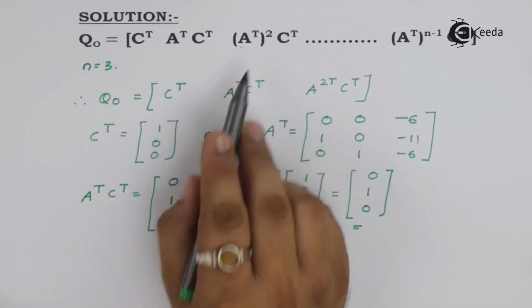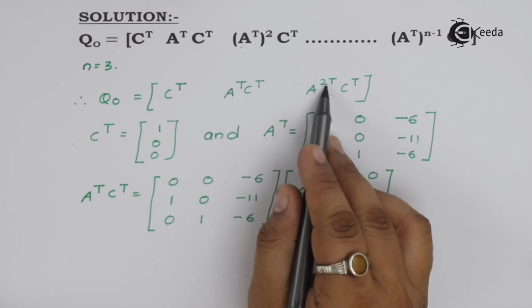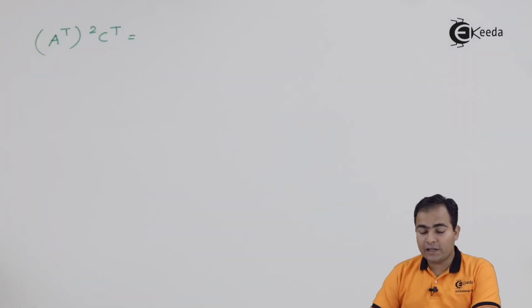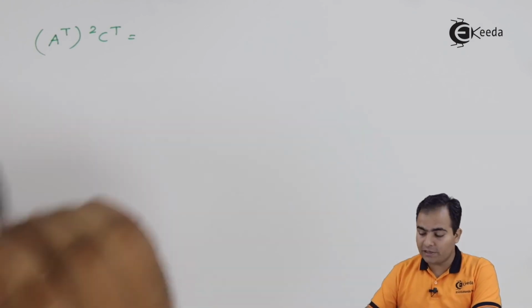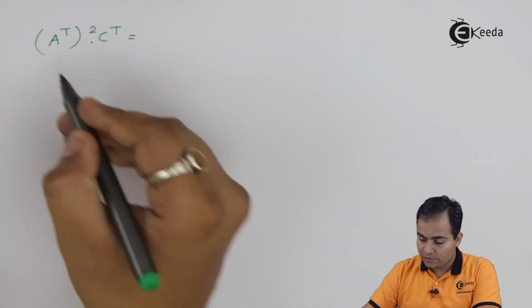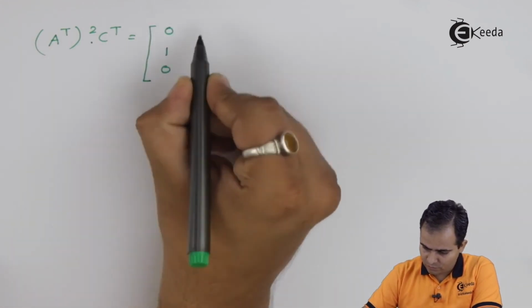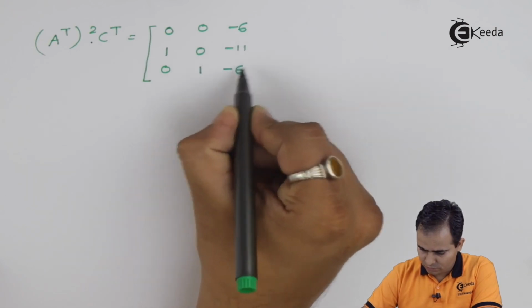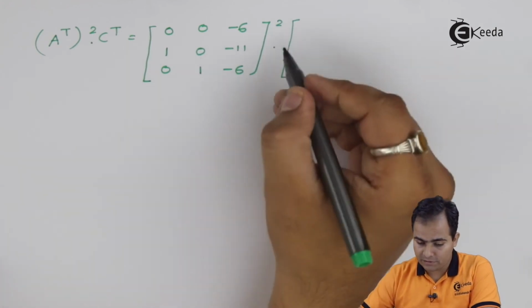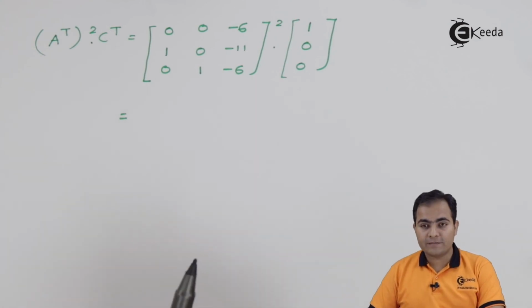Now we will find out the third column of the matrix, which is A transpose whole square multiplied with C transpose. We have to find the third column of the Q naught matrix, and it is obtained by multiplying A transpose whole square into C transpose. So first of all, we will write the matrix of A transpose. We have to take the square of it, and then multiply it with our C matrix. Now we will find out the square of this matrix.